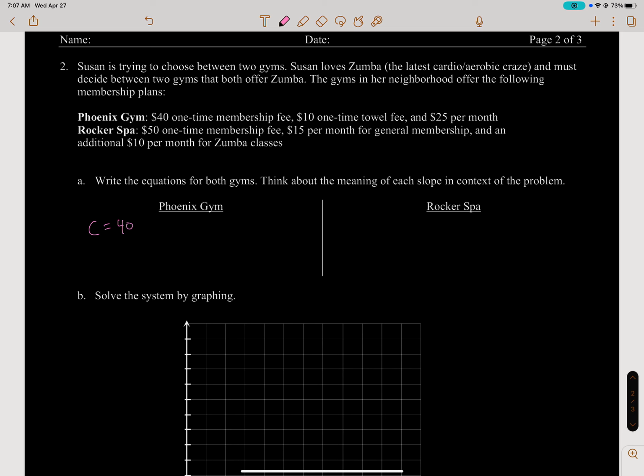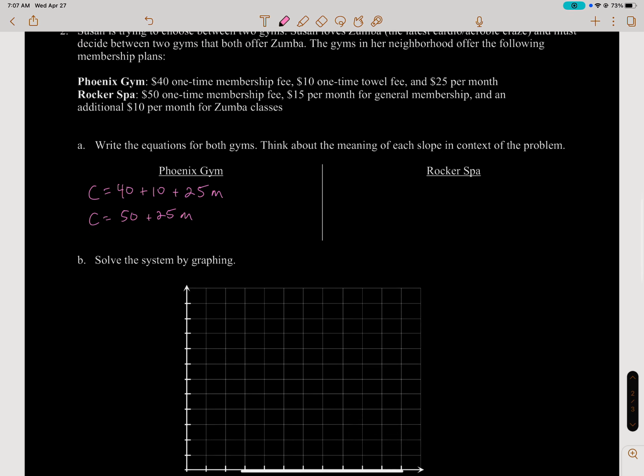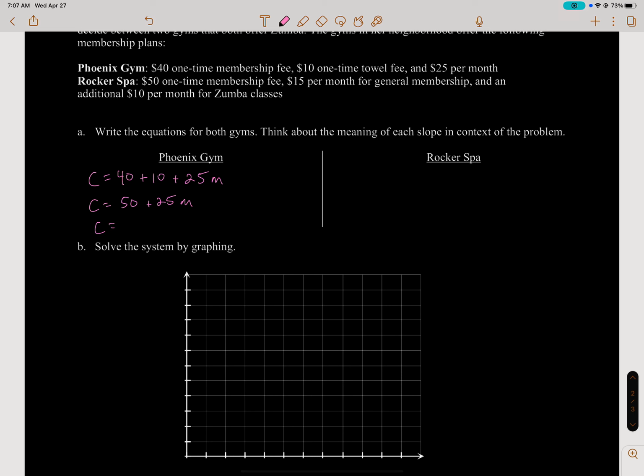And then a one-time towel fee, so additional $10 up front because it's one time, it's not every month. Then plus $25 per month. So if I simplify that, I can do the 40 plus the 10. It's $50 in total up front plus $25 a month. And we like to write slope first usually, so 25M plus 50. There's the Phoenix gym equation.